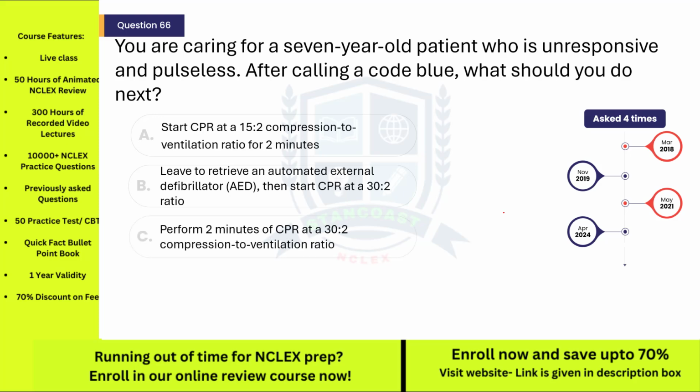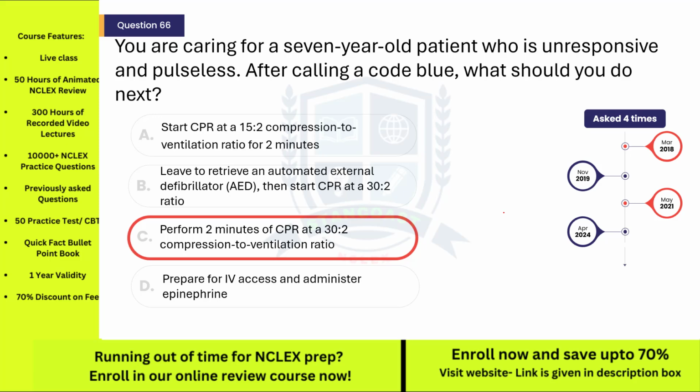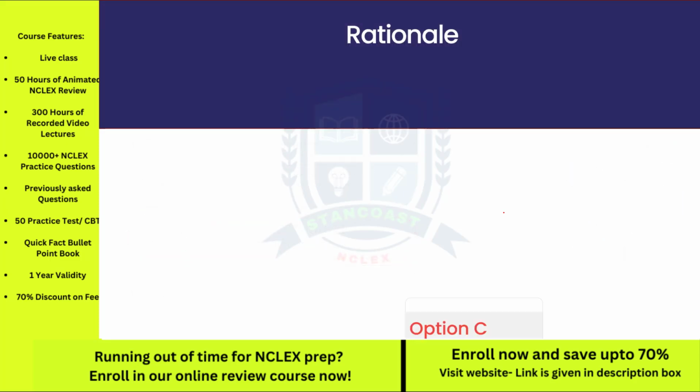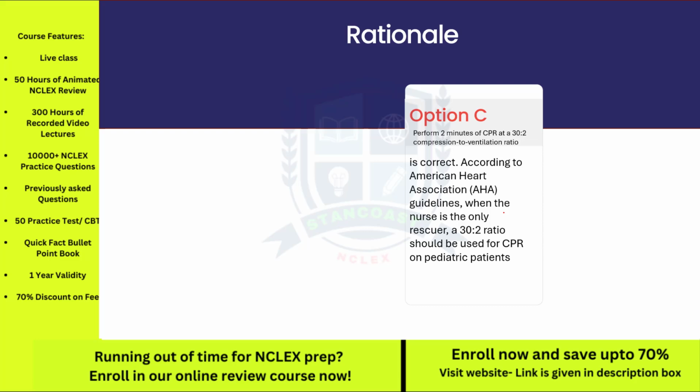C. Perform 2 minutes of CPR at a 30:2 compression to ventilation ratio. D. Prepare for IV access and administer epinephrine. The correct answer is C. Perform 2 minutes of CPR at a 30:2 compression to ventilation ratio. C is correct. According to American Heart Association, AHA guidelines, when the nurse is the only rescuer, a 30:2 ratio should be used for CPR on pediatric patients.